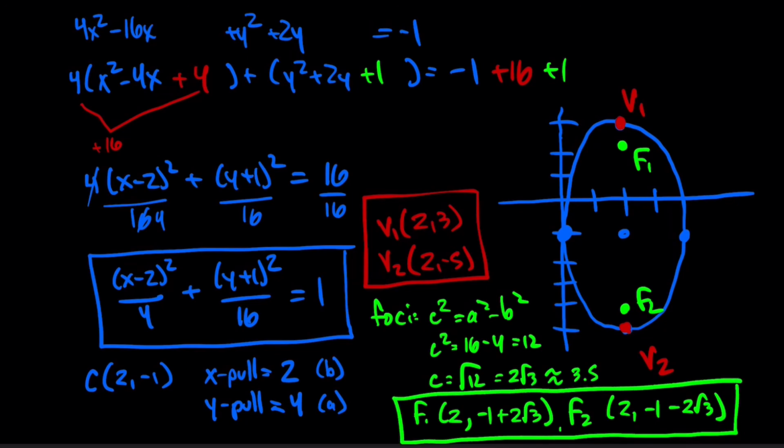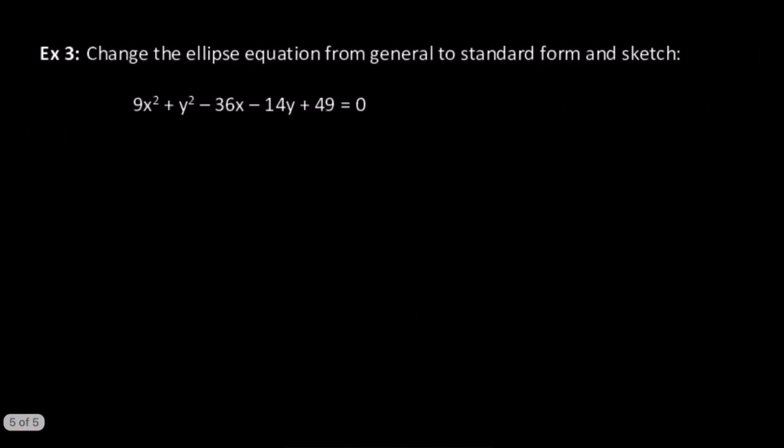What's really cool about these when you're done is that these are conjugate pairs. You notice they're exactly the same, with the exception of that sign that goes in between. Okay, let's tackle one more, last one. Change the ellipse equation from general into standard form and sketch.